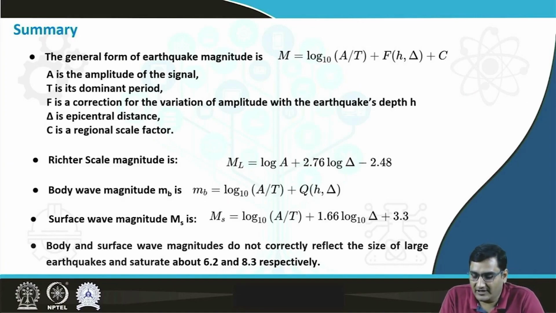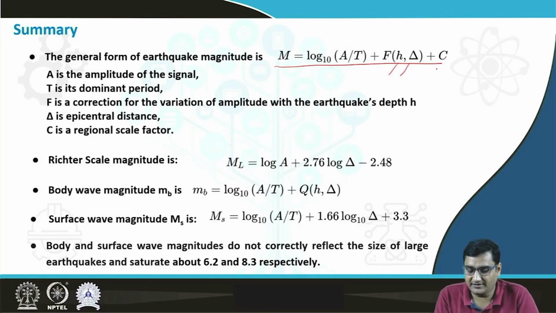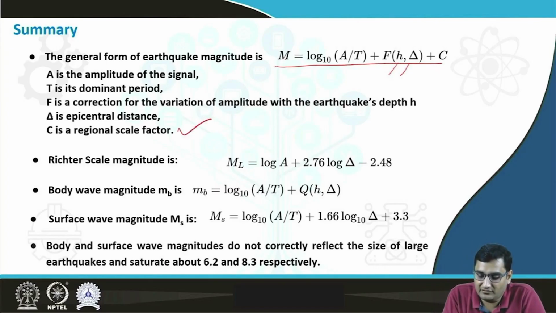The summary of today's lecture goes like this. The general form of the earthquake magnitude is M equals log base 10 of A by T plus F of h comma delta plus C. Here h is the hypocentral depth, delta is the epicentral distance, and C is the regional scale factor. F is the correction for the variation of the amplitude with the earthquake's depth h. Richter scale magnitude is ML equals log A plus 2.76 log delta minus 2.48.